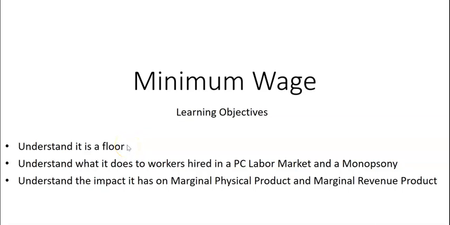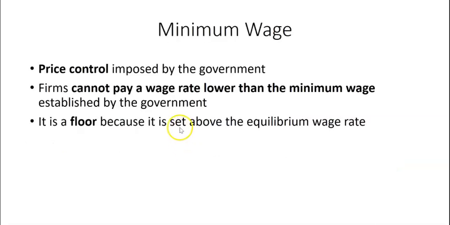In this screencast, we will learn about minimum wage. We will understand that it is a floor and what it does to workers hired in a perfectly competitive labor market and a monopsony. We'll also look at the impact it has on the marginal physical product and the marginal revenue product. Minimum wage is a price control that's imposed by the government.